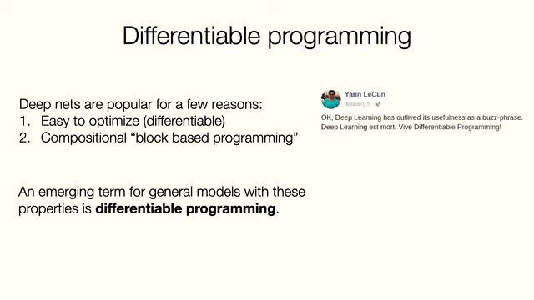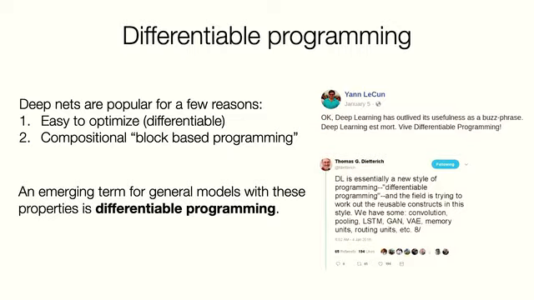These tweets are a bit old now, but I still think they're funny. Yann LeCun said, deep learning has outlived its usefulness as a buzz phrase. Deep learning est mort. Vive differential programming. Essentially, even years ago, this was kind of like, maybe this is the new buzzword for what we're talking about here. Tom Dietterich, who is significantly less splashy in his tweets, said that deep learning is essentially a new style of programming, differential programming. And the field is trying to work out what the reusable constructs in this style are.